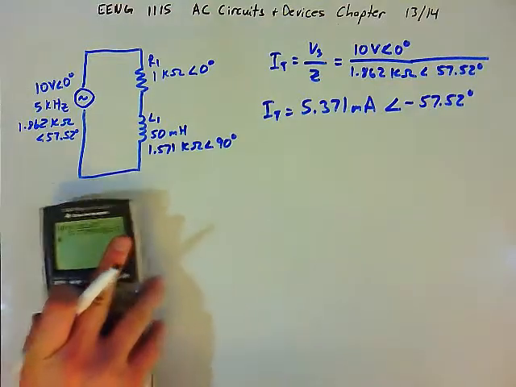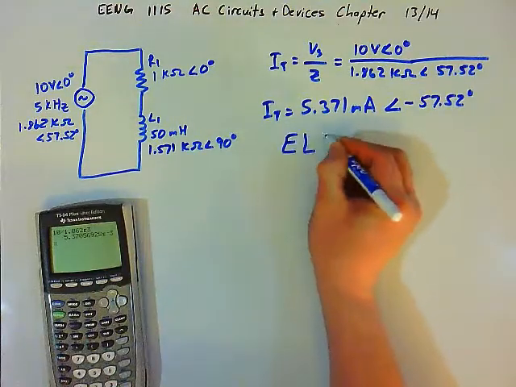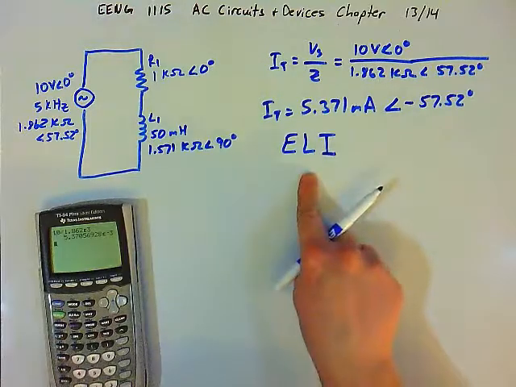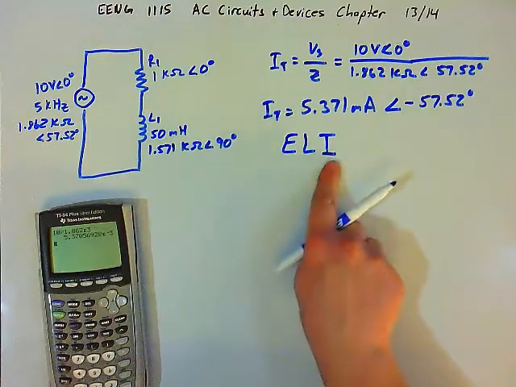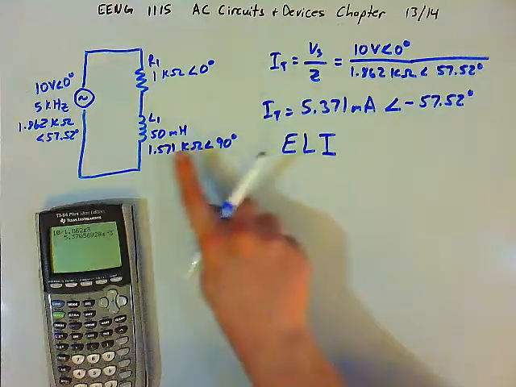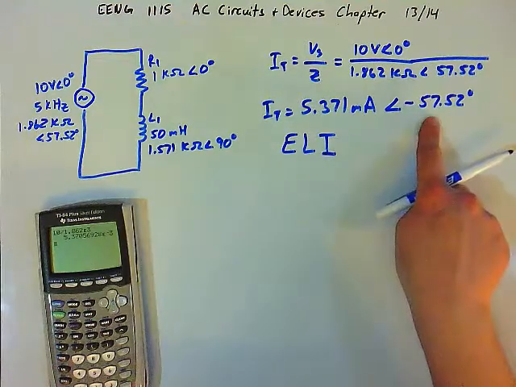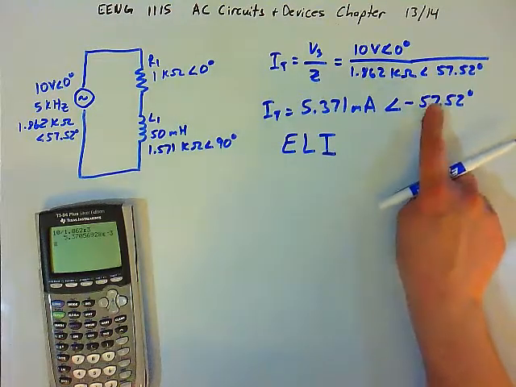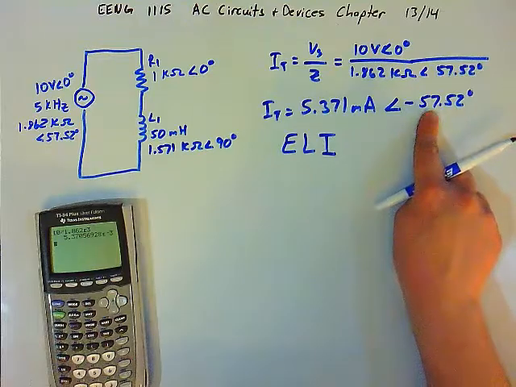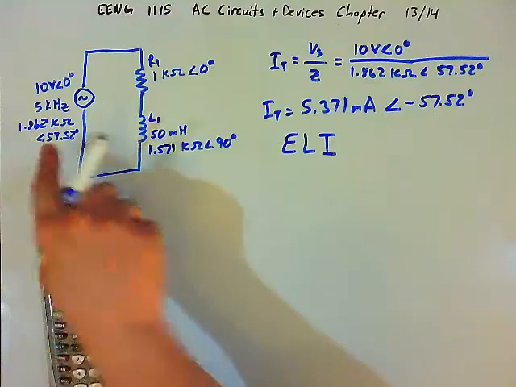And what we see here is that in the inductive circuit, even though we also have a resistor in the circuit, ELI, the voltage is going to be leading the current. The current is going to have a negative angle. Now, we've added the resistor in the circuit. It no longer is trailing by 90 degrees, but it's still trailing. And the reason the angle came out different is because we've added a resistor to the circuit. And that's what gave us a different angle here.